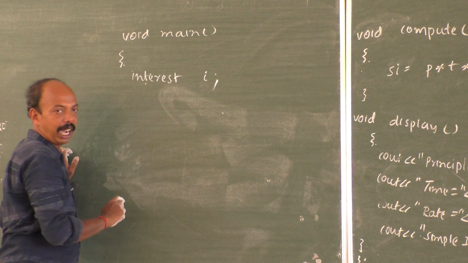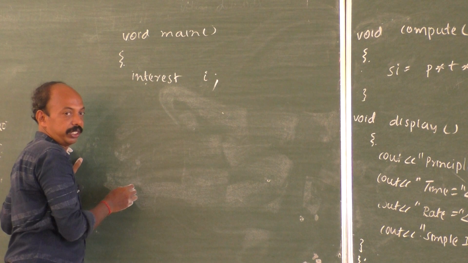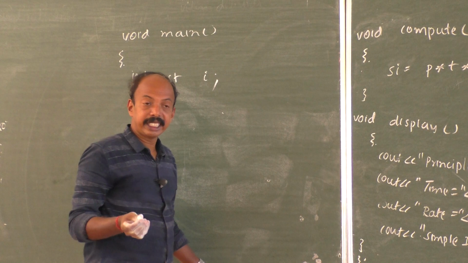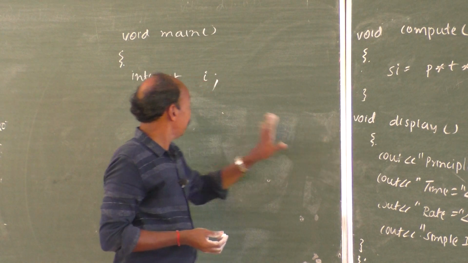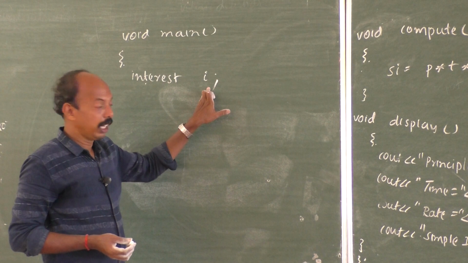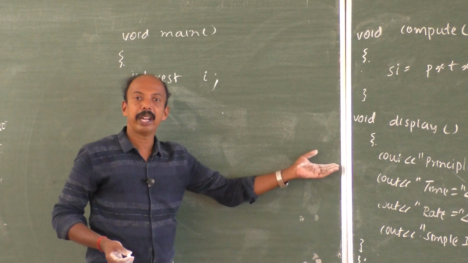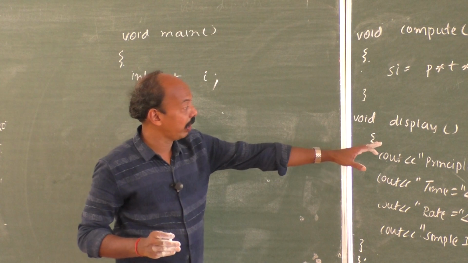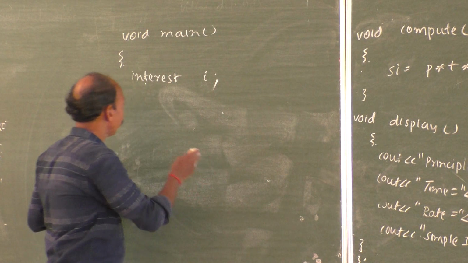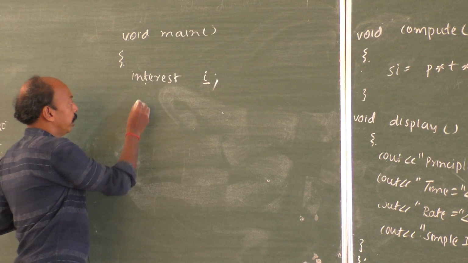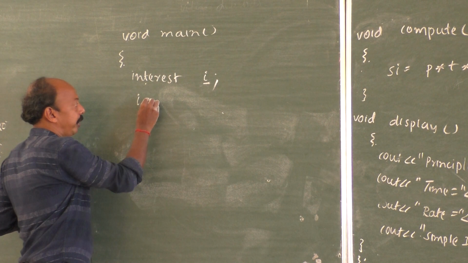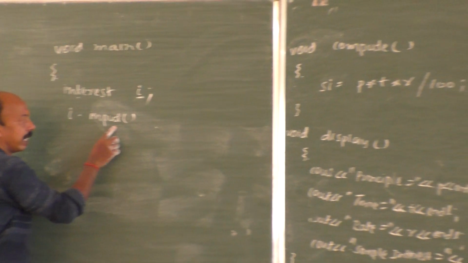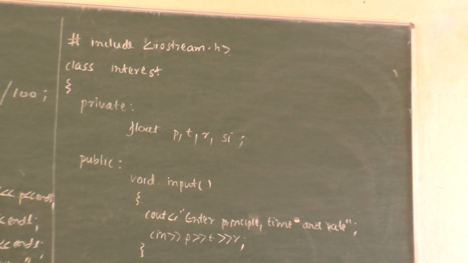Once we declare the object I, now we need to call the functions. How to call the functions? Whenever we are calling the function, functions cannot be called directly. The function has to be called with the help of an object. We have to input the value, we have to compute the value, and we have to display the value. Which are the values that we need to input? P, T, R. So we can't directly call the function input. So we have to call the function input with the help of the object. So we have to write I dot input. As soon as we write I dot input, the control will be transferred to the function input.